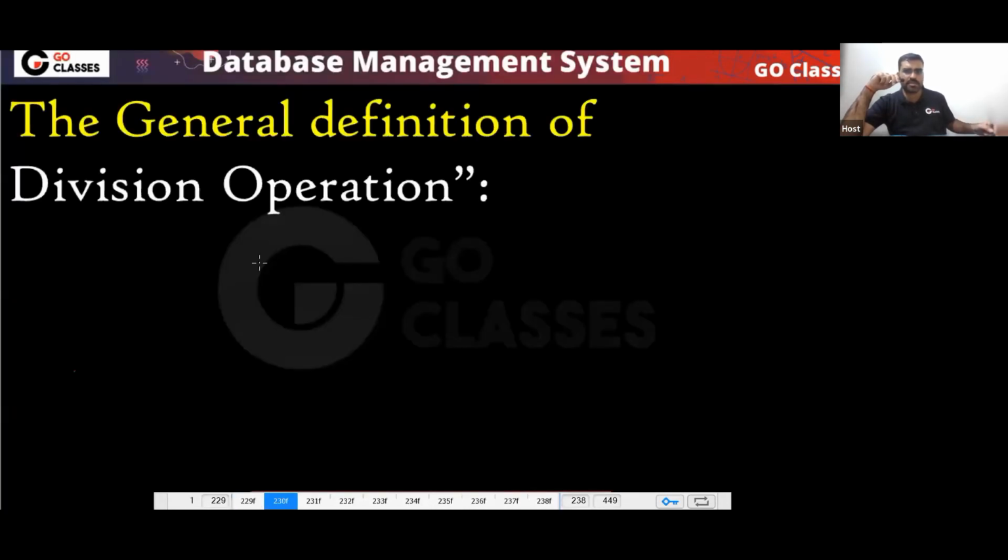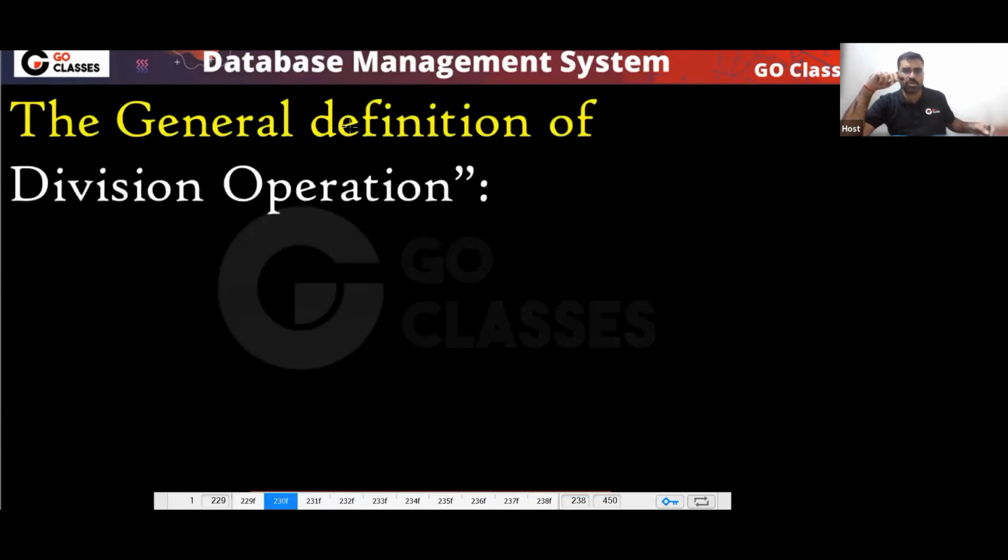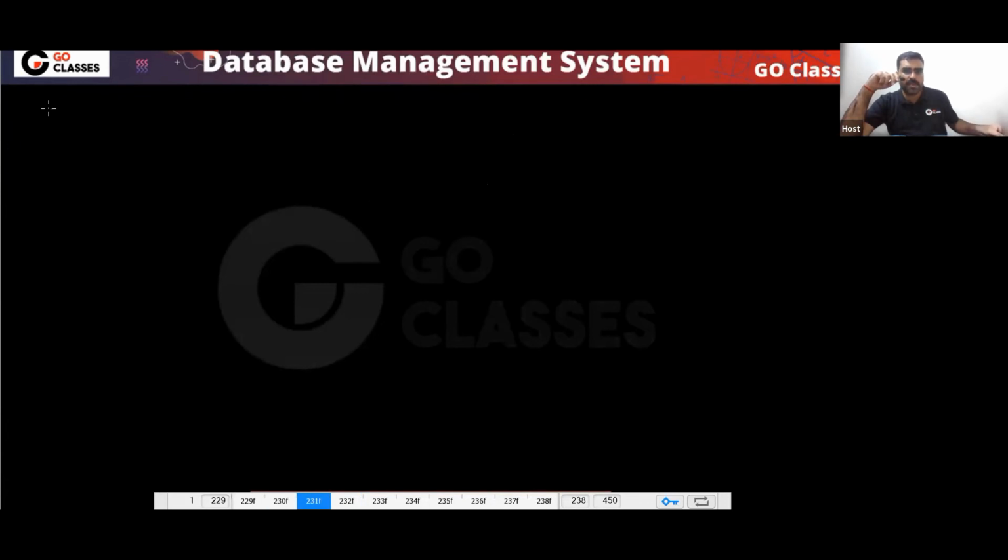Okay. Now the general definition of division operation. What is that? Remember the most general definition of a division operation. This is very simple. You have a relation R. In this relation R, you can have any number of attributes. In the relation S, you must have a proper subset of these attributes.